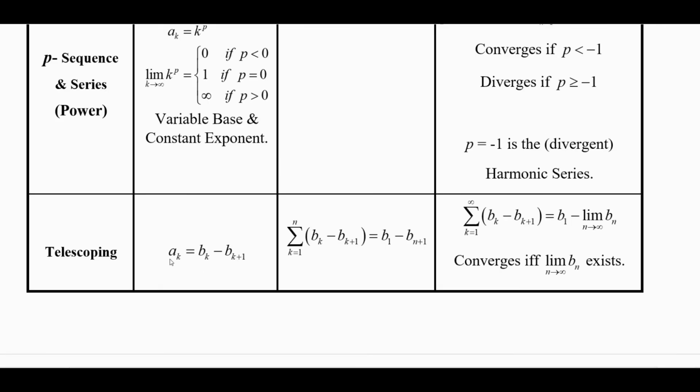We also have a telescoping series. A sub k is b sub k minus b sub k plus 1. So if you can somehow think of this as two parts, then when you sum from k equals 1 to n of b sub k minus b sub k plus 1, every other part of the b's cancels in the middle, leaving only the very beginning and end, b1 minus b sub n plus 1, so it collapses like a telescope. Then the infinite sum will be b1 minus the limit as n goes to infinity of b sub n. So if that limit exists, then this has a sum.